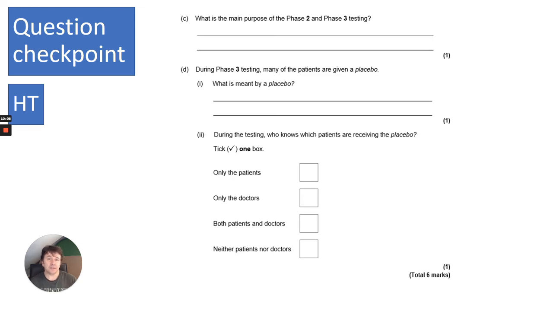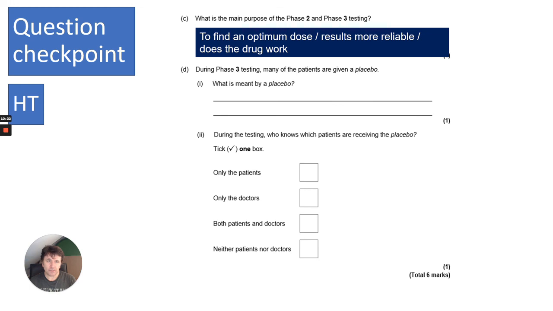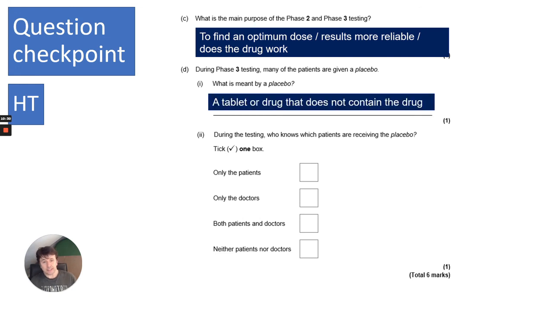Okay, so again, I'd like you to pause, read and answer in 3, 2, 1. So what is the main purpose of the phase 2 and phase 3 testing? Well, again, you want to find an optimum dose, or you could say the results are more reliable, or you're checking to see whether the drug actually works. What is meant by placebo? It's a tablet or drug that does not contain the drug. It looks exactly the same though. And then it says, during the testing, who knows which patients are receiving the placebo? Okay, well, neither the patients nor doctors because it's a double-blind trial.